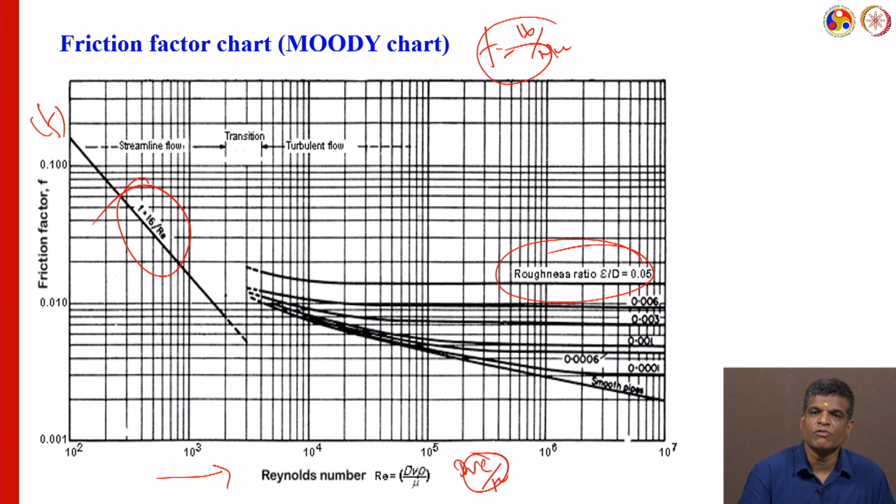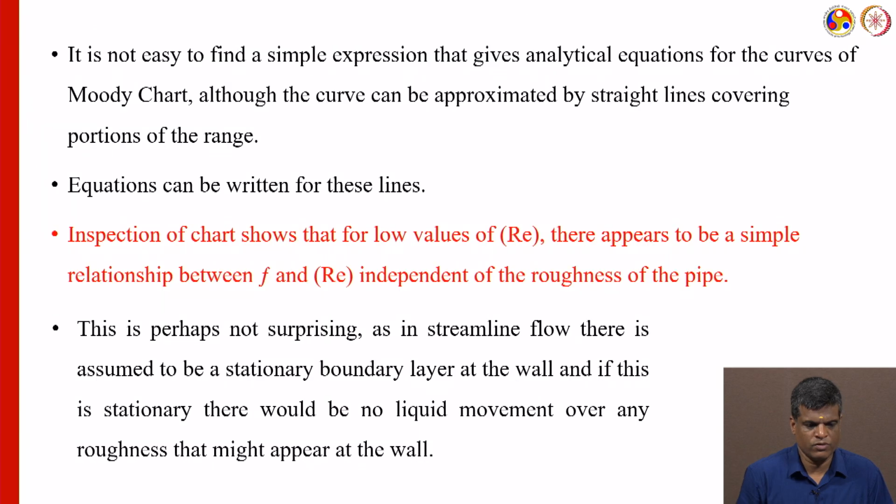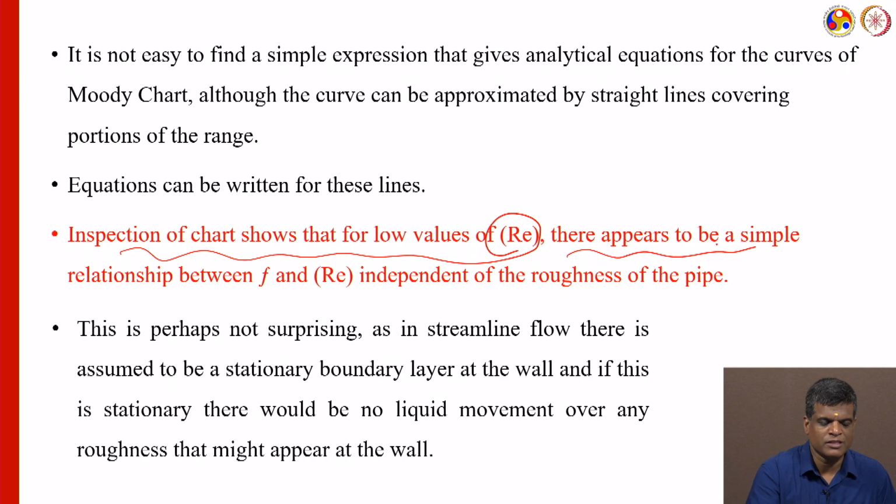For turbulent flow, we have to consider both the roughness ratio epsilon by D and the Reynolds number. Only for laminar flow is the Reynolds number alone fine. The chart shows that at low values of Reynolds number, there appears to be a simple relation between F and RE, independent of the roughness of the pipe. So there is no need to bother about the roughness of the pipe. When you go for turbulent flow, of course, you have to take that into account.